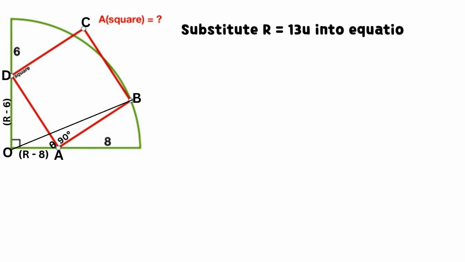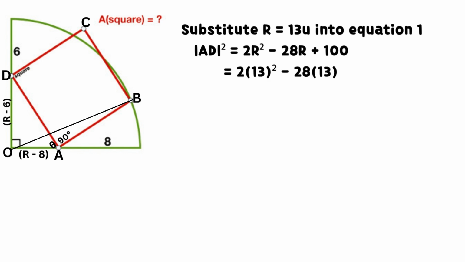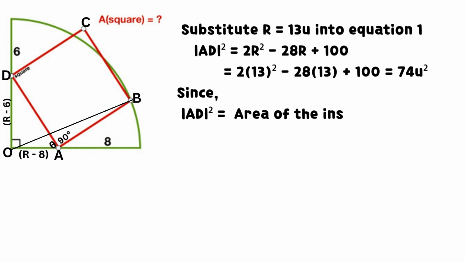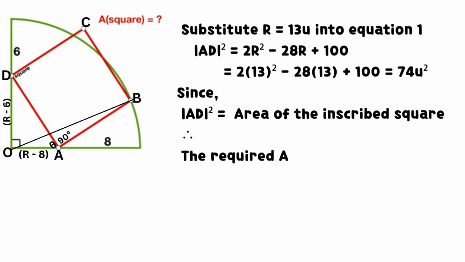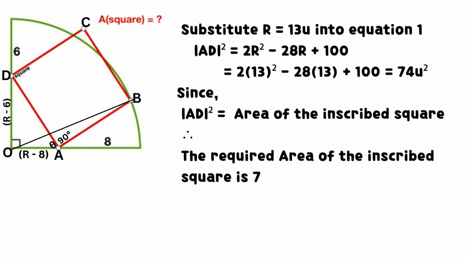Substitute R equals 13 units into equation 1. The square of line AD equals 2 times the square of 13 minus 28 times 13 plus 100, which equals 74 square units. Since the square of line AD equals the area of the inscribed square, therefore, the required area of the inscribed square is 74 square units.